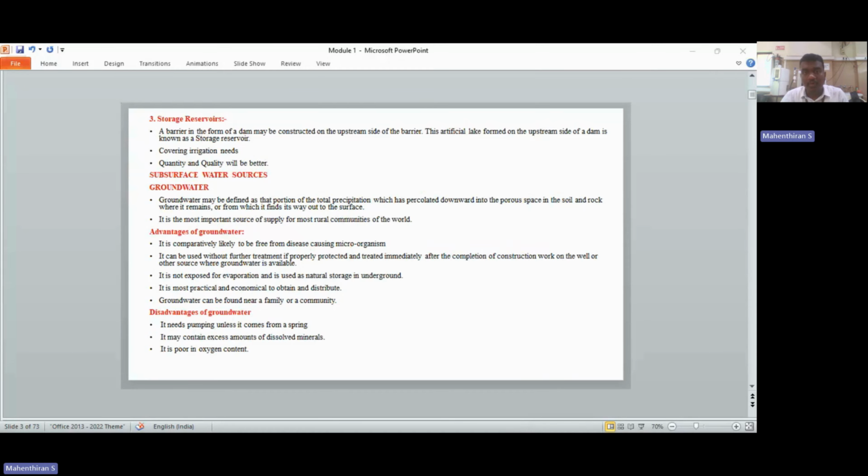Also, it is poor in oxygen content. Groundwater generally has low dissolved oxygen compared to surface water. This makes it less suitable for certain biological processes and can affect the taste as well as the quality.